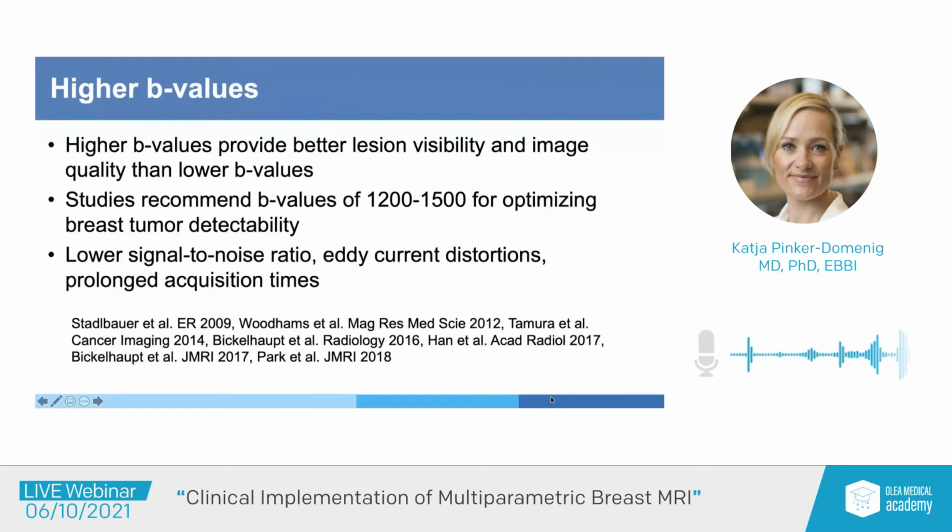Higher b-values will also be relevant, in particular in a screening setting, because at higher b-values the lesions stand out more. It provides better conspicuity, lesion visibility, than at lower b-values. And currently the studies are recommending across the board some b-values between 1,200 and 1,500. One drawback of higher b-values is that it extends scan time. So you will have to invest more scan time in your diffusion-weighted imaging scan. Question is, do you want that, or do you feel it is sufficient to do the b800?